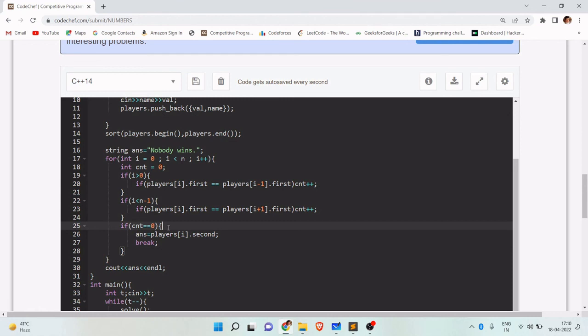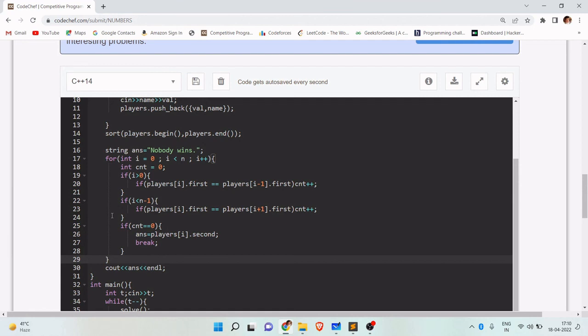But when the count is 0, we know that this is the unique value, because neither the left part nor the right part is equal. So this is the answer, and we are storing it in the answer variable, players[i].second. We store the name of the player. Now we are breaking the loop because we don't need to go further, as we have got the smallest unique number. Now we are simply printing it.